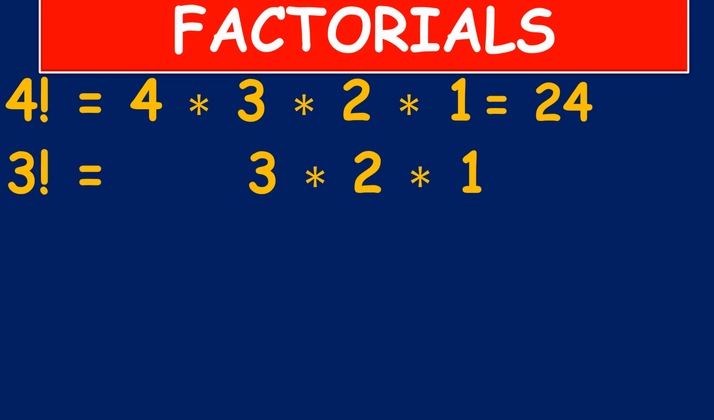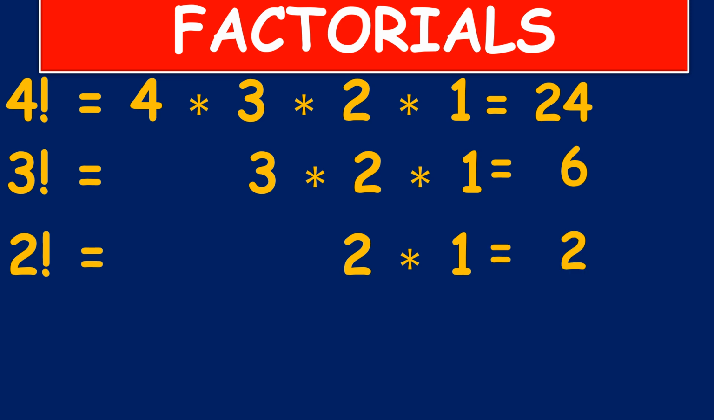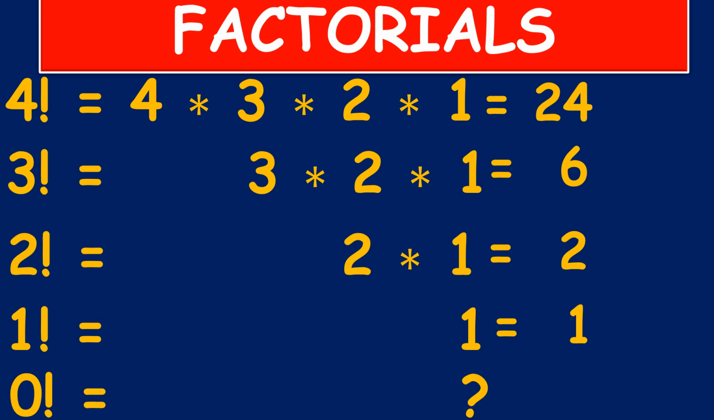We will also look at 3 factorial, which is 3 times 2 times 1, and this gives the number 6. 2 factorial is 2 times 1, and this gives 2. And then 1 factorial is equal to 1. Now, the big question is, what is 0 factorial? And that is a question mark.